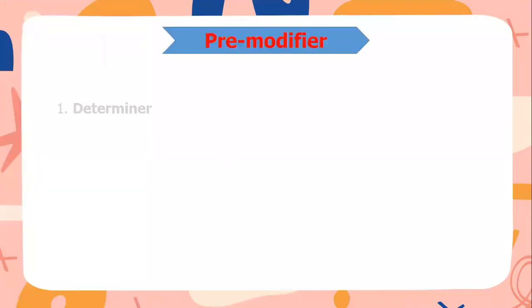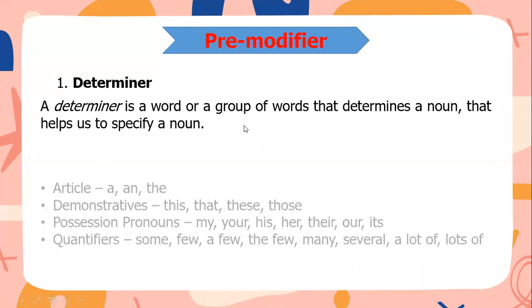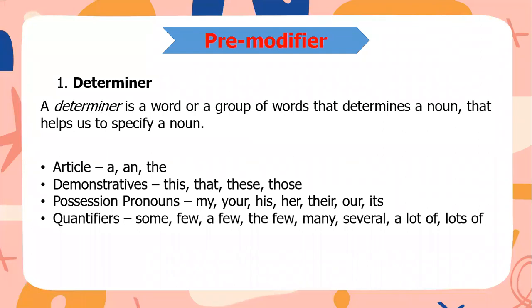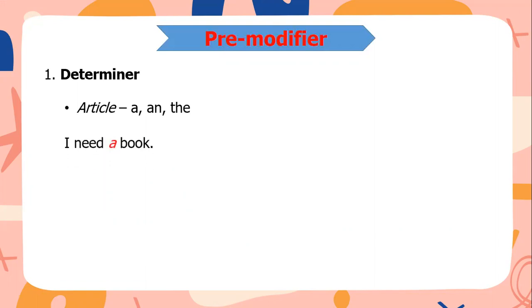We have four types of determiner. A determiner is a word or a group of words that determines a noun, that helps us to specify a noun. So we have four types: article, demonstrative, possessive pronouns, and quantifiers. Determiner, article: a and the.